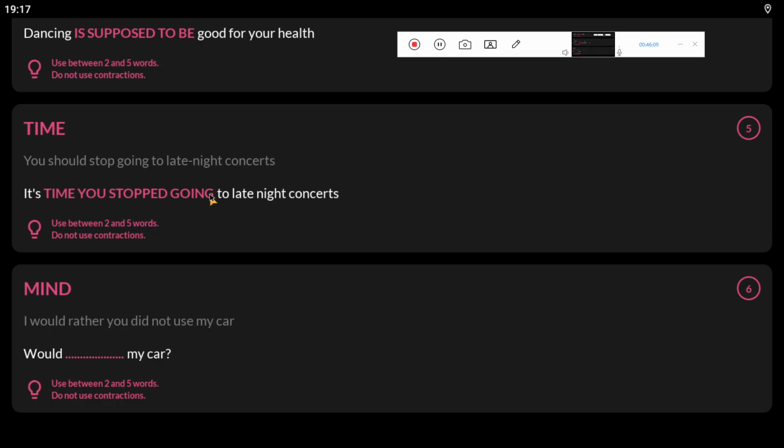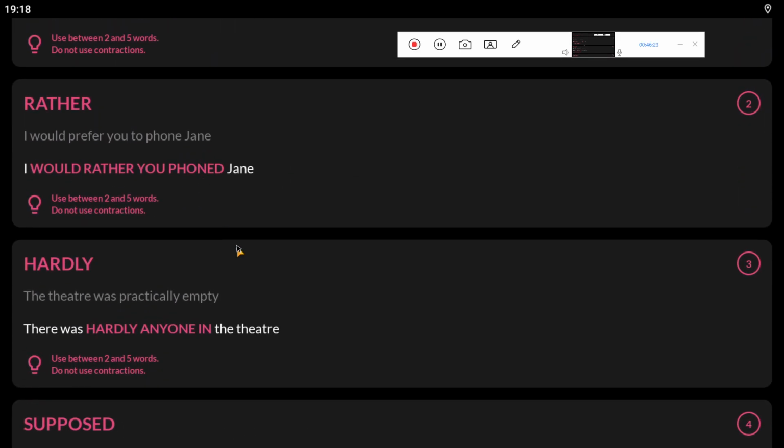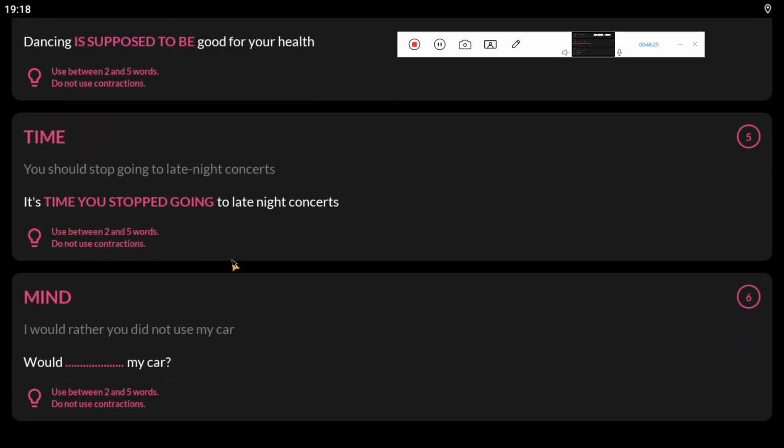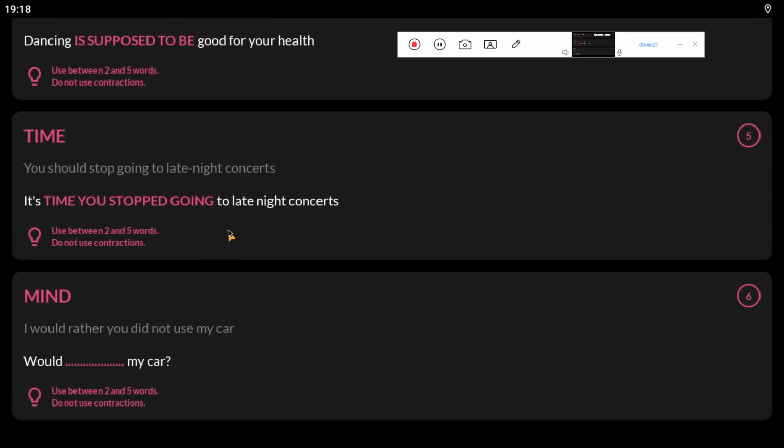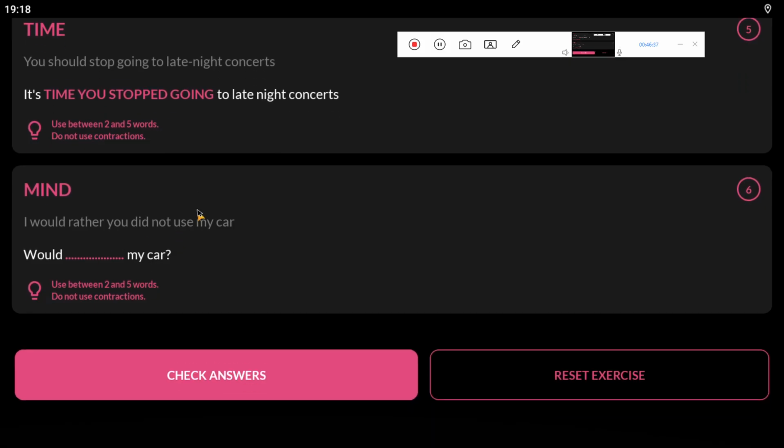Why do I use here the ing form? Because after stop, it is common to use the gerund, the ing form. Okay? And why do I use stopped here? Because one more time, it is this expression similar to the one we found before. Ya es hora de que dejaras de ir, right? That is why I use the past form of the verbs. It's time you stopped going to late night concerts.